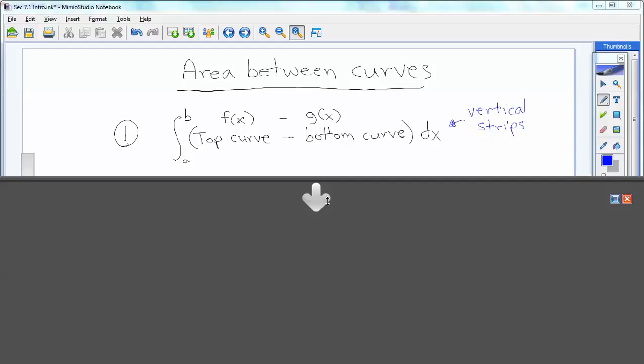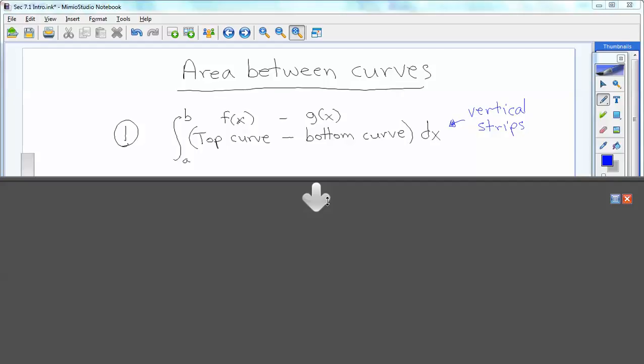Now notice I've written in there vertical strips. For us right now, we should think of that as vertical rectangles, but you're going to see why I called it vertical strips here in a minute. But vertical rectangles, which are the only kind of rectangles we've really drawn up to this point, okay? But it's a top curve minus the bottom curve, F minus G, or who knows what they're called, but whatever. Top curve minus the bottom curve. Pretty simple to get that area between those curves.